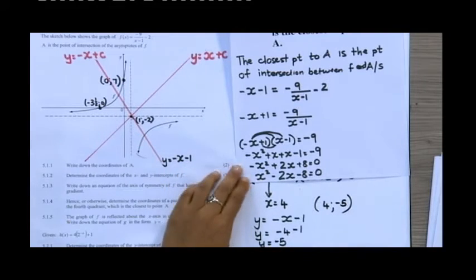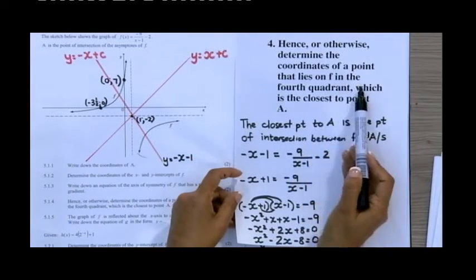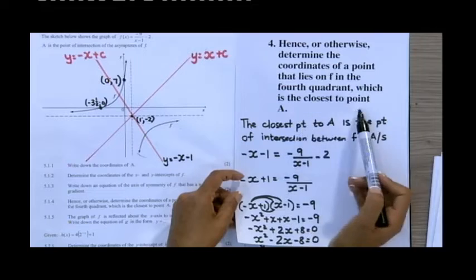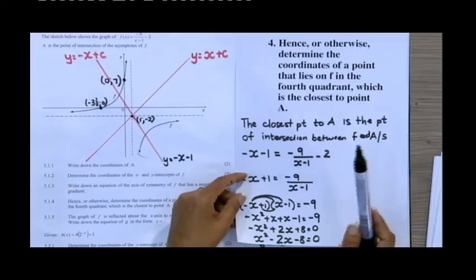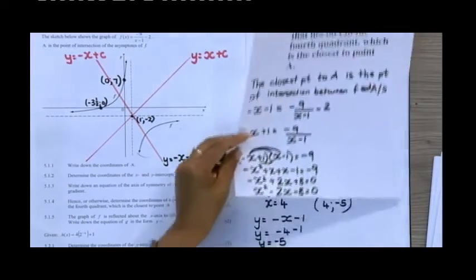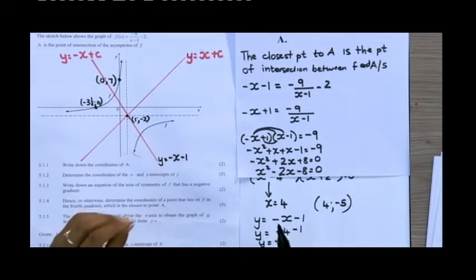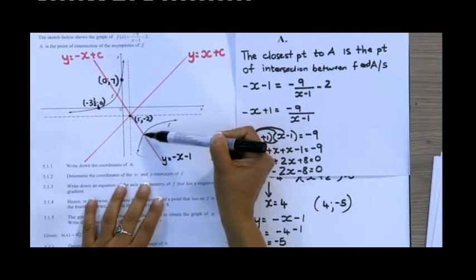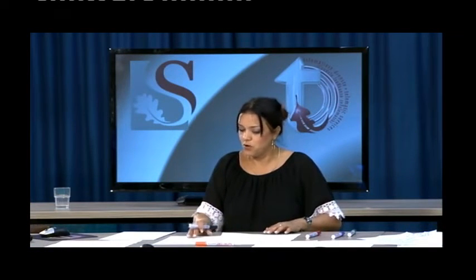Can everybody understand that? So hence or otherwise, determine the coordinates of a point that lies on F in the fourth quadrant, which is the closest to point A. The closest point to A is the point of intersection between F and the axis of symmetry. And we found that point to be 4 and negative 5. And grade 11, that point is indeed in the fourth quadrant, so you know that you did not make a mistake. We are moving on, and we are now on our last question with regards to this hyperbola.